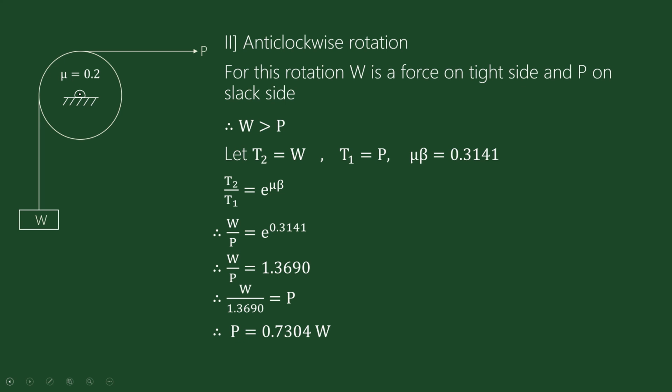So, whenever we consider clockwise rotation, we get greater value of P, and for anti-clockwise rotation we get smaller value of P. Again, answer to be given exactly in the same manner as that of last example, since the range of P is asked to find out. So, range of the P can be written in this manner. So, 0.7304 times W less than or equal to P less than or equal to 1.3690 times W. So, these are two examples of the same type. In next example, we are going to understand new concept now.